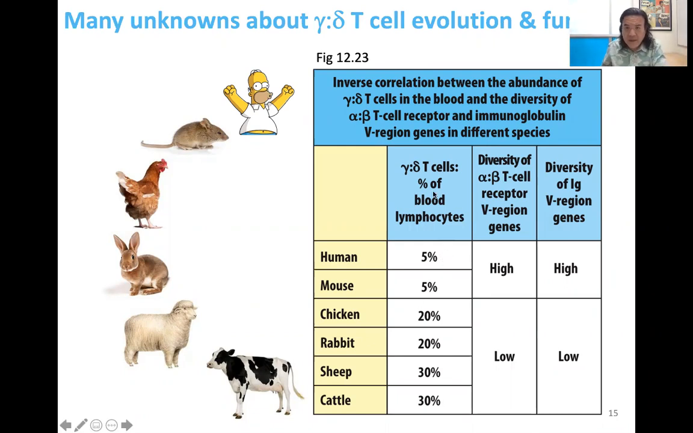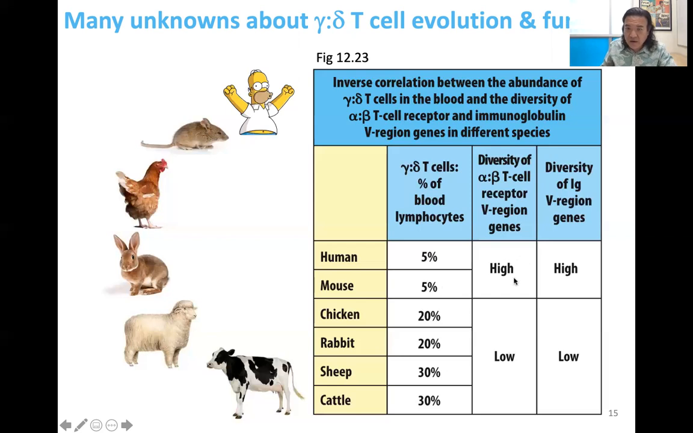For example, in humans, in our bodies, if you were to look at this here, this says that of all the blood lymphocytes that are floating through your blood right now, T cells, B cells, etc., only 5% of them are gamma delta T cells, right? It's a very small population. And this is the same for something like a mouse. In a mouse's blood, you'll only find 5% of the circulating blood lymphocytes are actually gamma delta T cells.